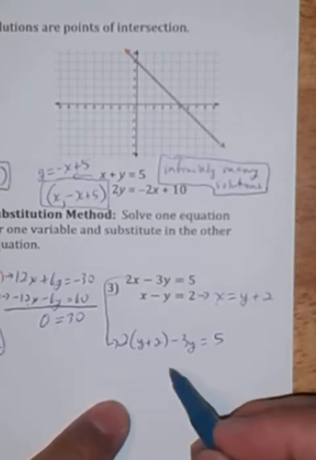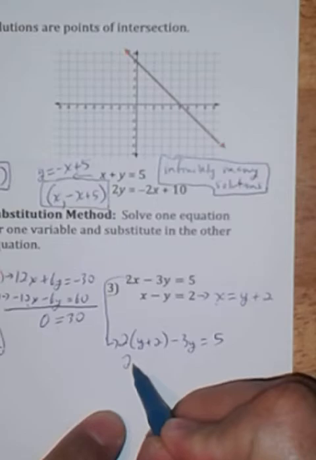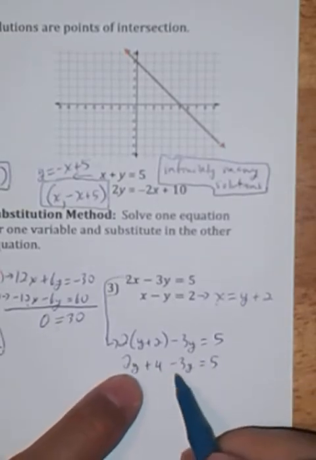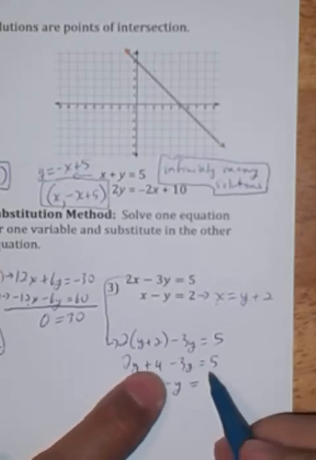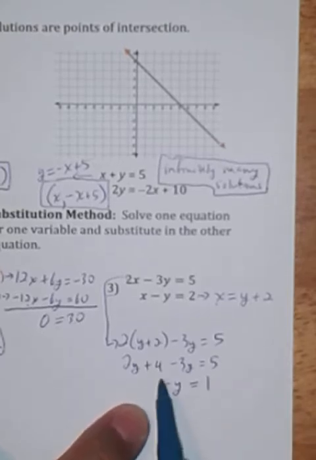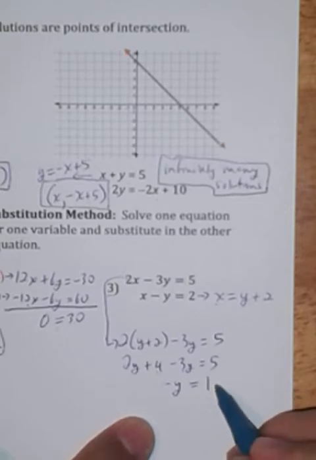All right, and then I'm going to solve. Notice I just have y now. So I'm going to distribute here first. That's 2y plus 4 minus 3y equals 5. The 2y and the minus 3y add up to negative y equals... if I subtract 4 from both sides, I get 1. Subtract 4. And so y will be then negative 1.